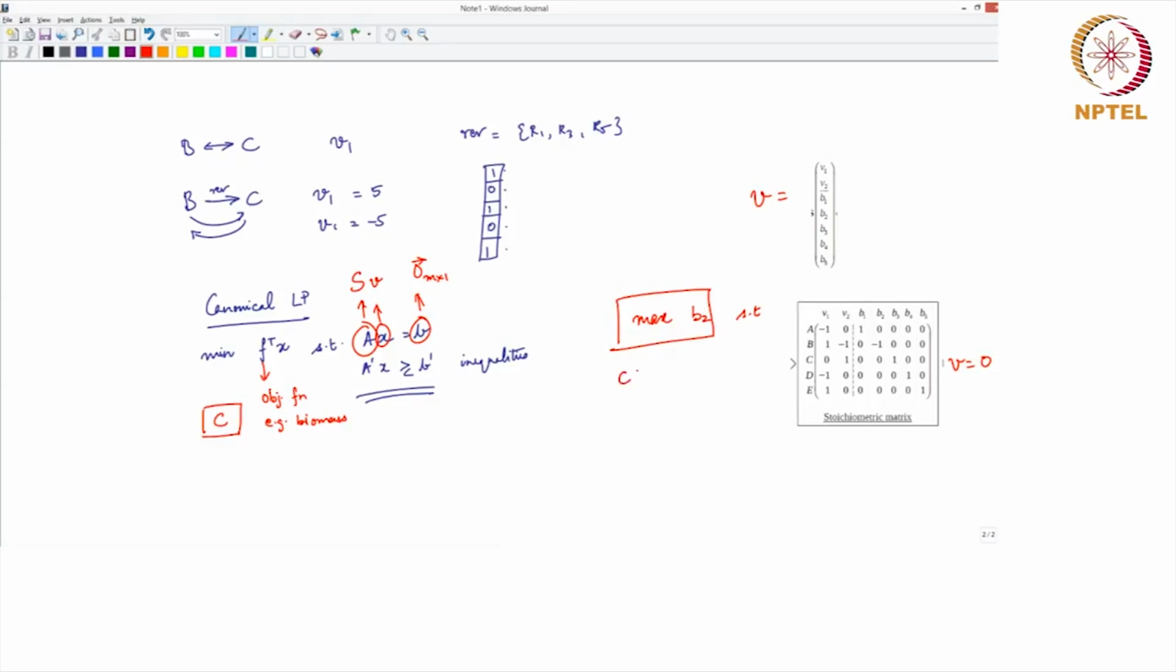So this has to be written as some C dot V. So what is the C vector that will multiply this to give you B2? It will be 0, 0, 0, 1, 0, 0, 0. So now C transpose into this vector.